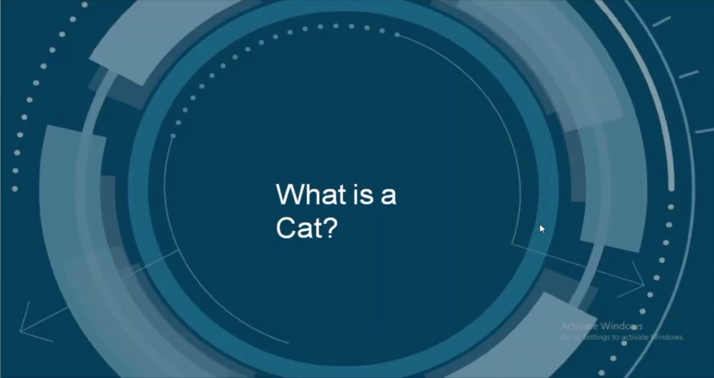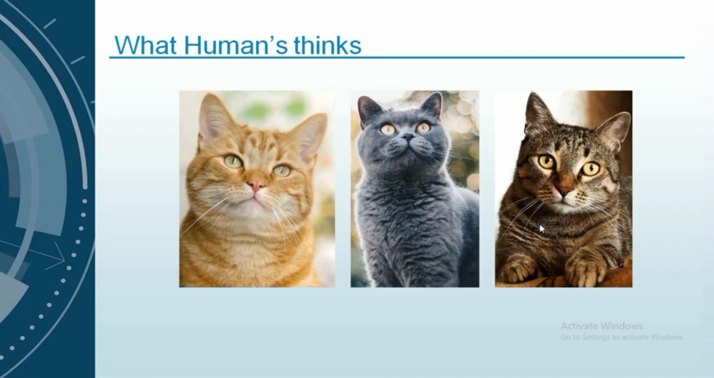Now, you know what a cat is. Basically, these are different images of different types of cats. What a human thinks is, once we say the word cat, we get different pictures of cats in our mind. As you can see here, this is a black cat. This is one of the cats having a skin color. This is brown. So we get different images of the cat in our mind.